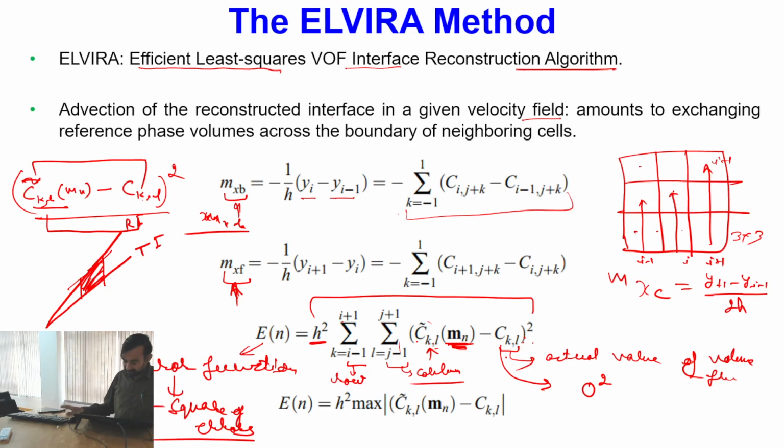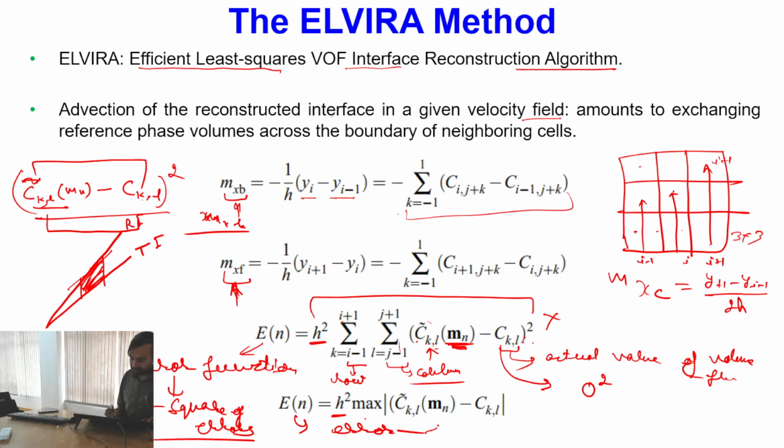Okay, so in this equation, whenever we perform the summation, we need not solve the entire equation. We will simply first calculate C tilde KL minus CKL, and whatever the maximum value of C tilde KL minus CKL is for this 3 by 3 stencil, that maximum value I will multiply with h square. Okay, that is my error function.